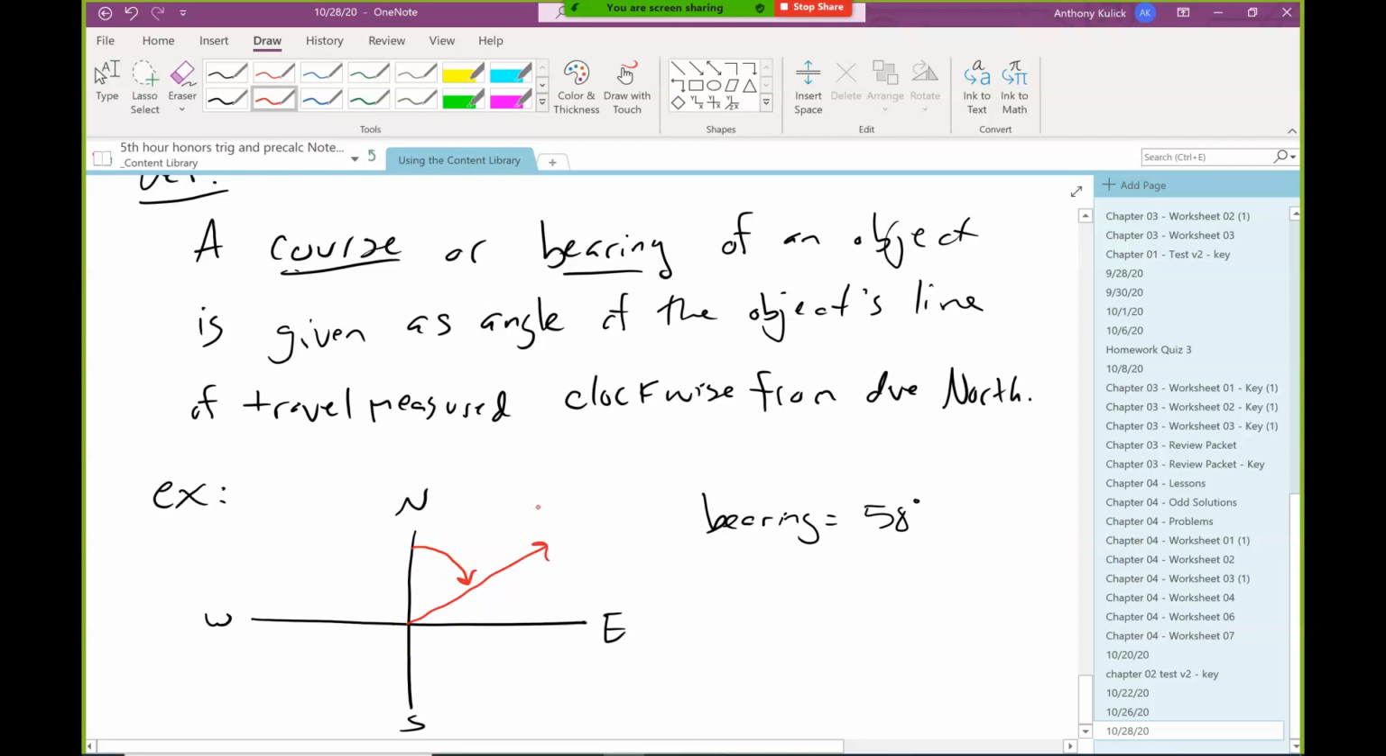Everybody okay with that? Let's convert that bearing into an angle of rotation like we've been using in this class. So our angle of rotation is going to start at the positive x-axis and go counterclockwise. What does the angle of rotation have to be in this situation? 32 degrees, because I know that one quadrant is 90 degrees total. So those have to be complementary. Let's do another example.